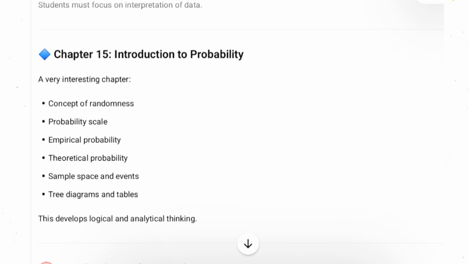Next chapter is chapter number 15. This is the last chapter. So the maths book contains 15 chapters. It covers the concept of randomness, probability scale, empirical probability, theoretical probability, sample space and event, tree diagram and table. This develops logical and analytical thinking.